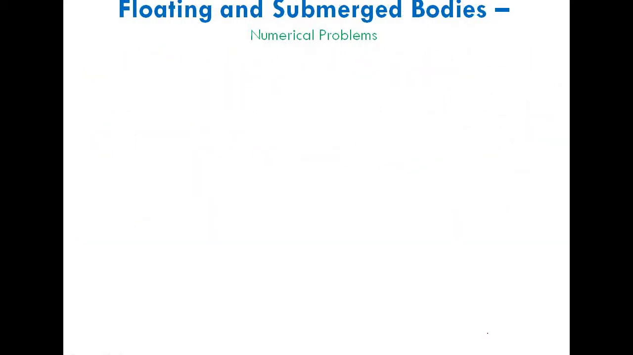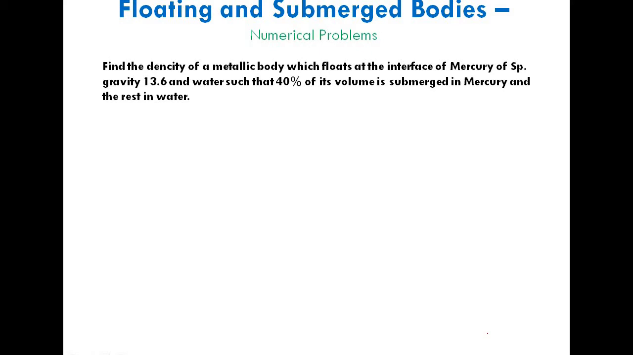Now we move on to the next problem in this section. The question is, find the density of a metallic body which floats at the interface. Again, this is a floating body question, at the interface of mercury of specific gravity 13.6 and water, such that 40% of its volume is submerged in mercury and the rest in water. Okay. So here you have got two fluids, one is mercury, other one is water, and this metallic body is resting, or it is floating at the interface of mercury and water.